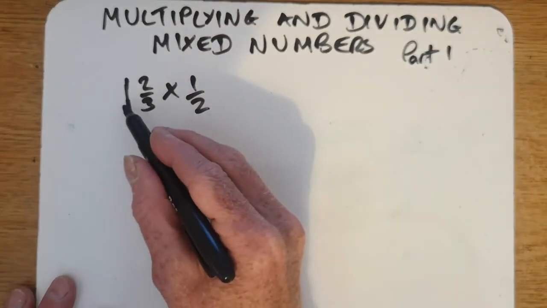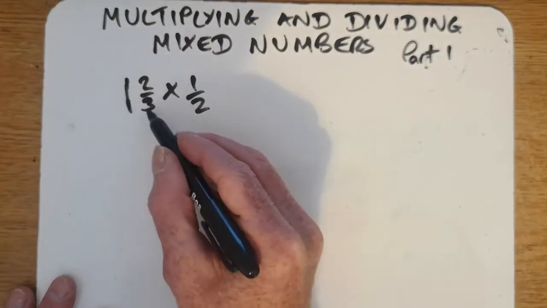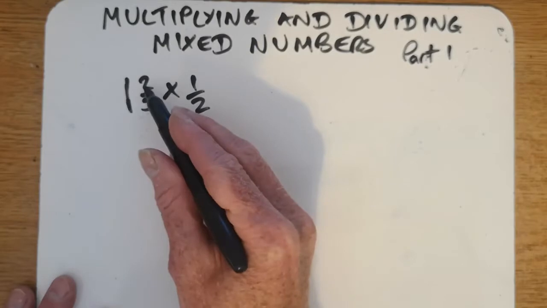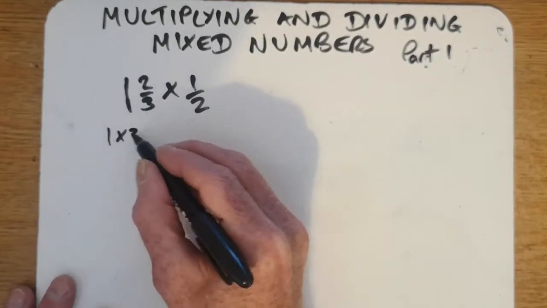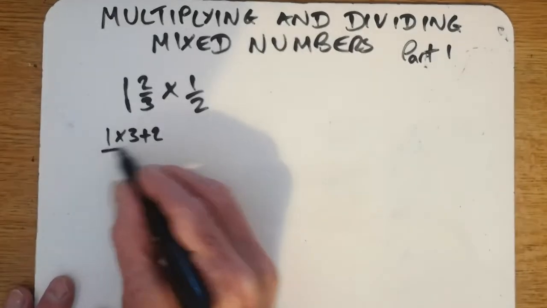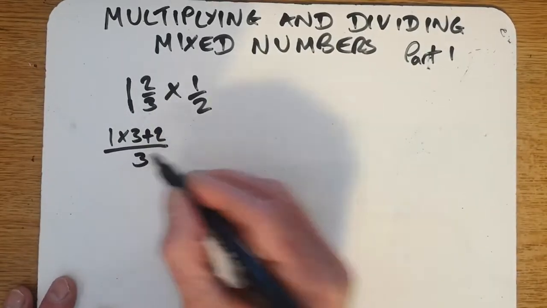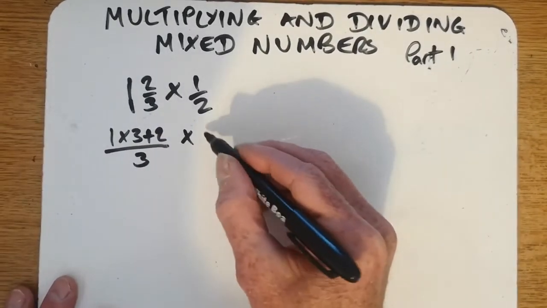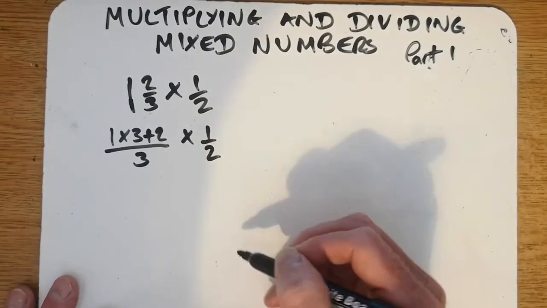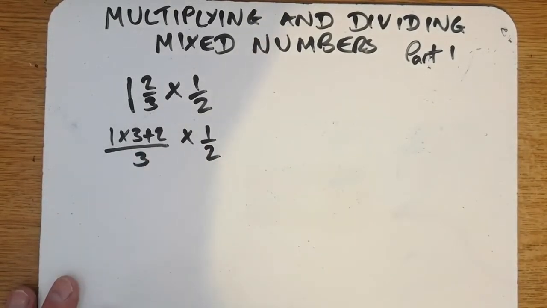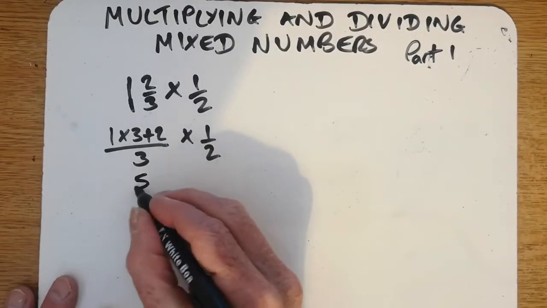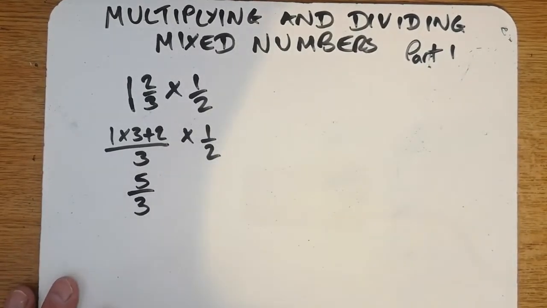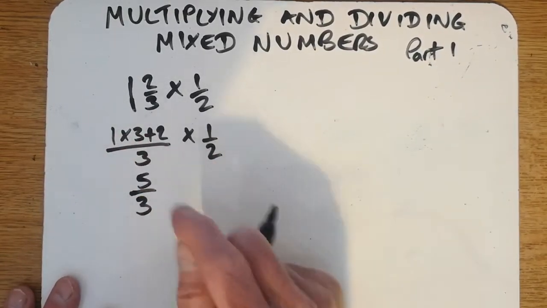Okay, I've got to do big number 1 times the bottom number 3 and add my 2. 1 times 3 plus 2. So let's write that out. 1 times 3 plus 2. My bottom number stays the same, it's 3. And I'm multiplying that by 1/2. I might as well write that out over there. Okay, 1 times 3 is going to give me 3. Plus 2 is going to give me 5. So I'm going to end up with 5 over 3 on this side. 1 times 3 is 3, plus 2 is 5.